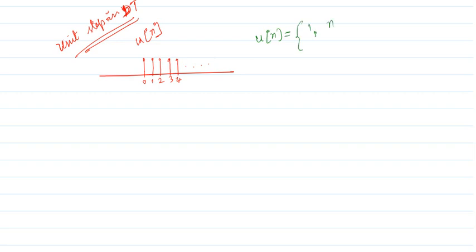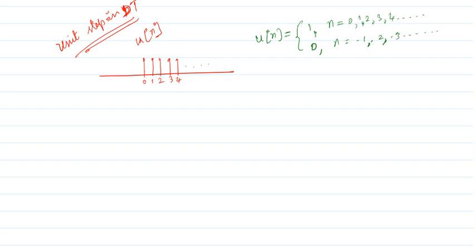Okay, so this is how it looks: 0, 1, 2, 3, 4. This is my u of n. That is a unit step in discrete time signal. That is, u of n equal to 1 when n is equal to 0, 1, 2, 3, 4, positive integer values, and 0 for minus 1, minus 2, minus 3, negative integer values. Okay, this is my u of n.